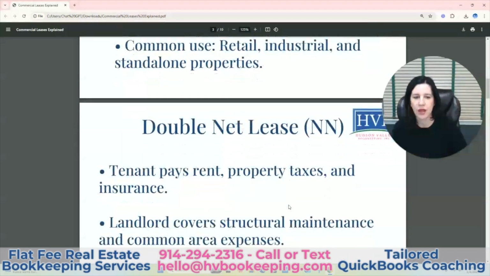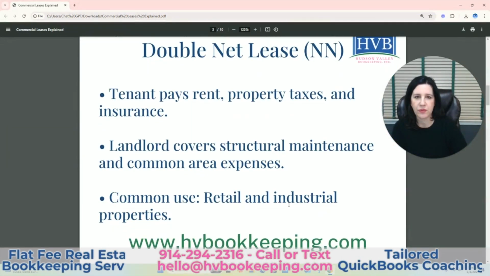Okay. Double net. I never hear anyone talk about double net, and I've been around a long time, but the tenant pays rent, property taxes, insurance, and that's nothing else. So the landlord's going to cover the maintenance and common area. It's still the same thing though regarding the true up.